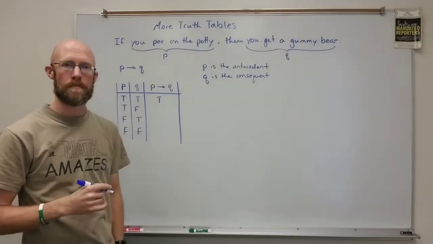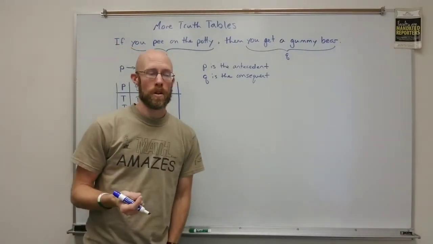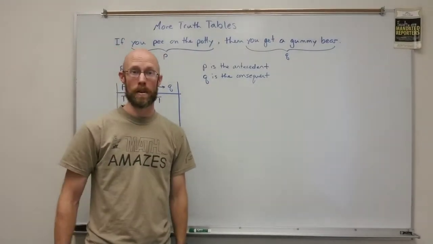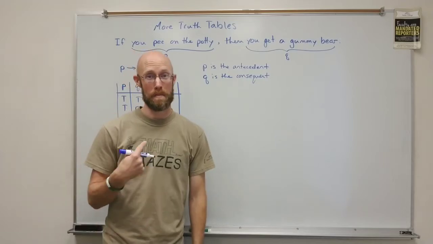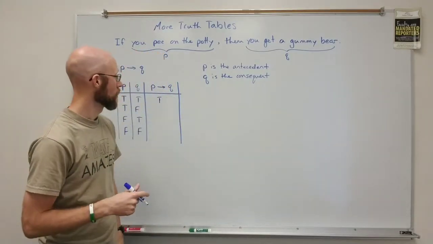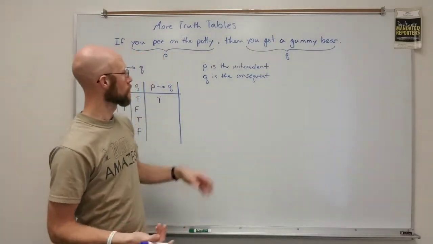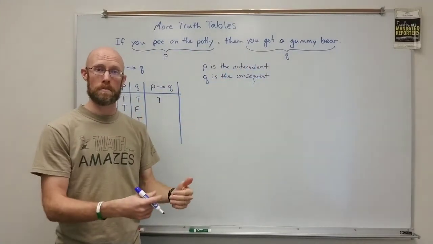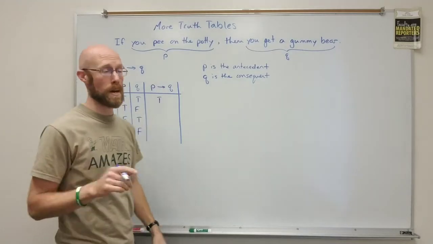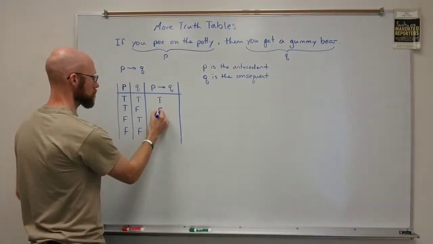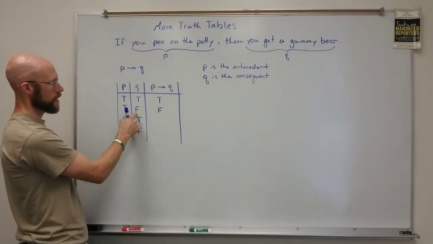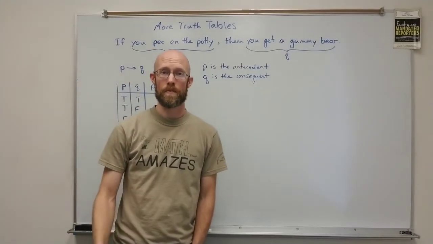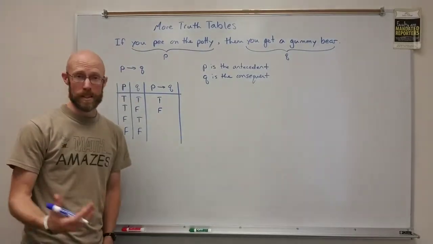That would make sense. The next one: if she peed on the potty but I did not give her the gummy bear, that would be bad on my part, right? Then I'd be lying. I would have said a conditional statement, if you pee on the potty, then you get a gummy bear. If she pees on the potty and I don't give the gummy bear, that's bad, so that's false. That would make the conditional statement false, okay? And then she wouldn't be trusting me, right?